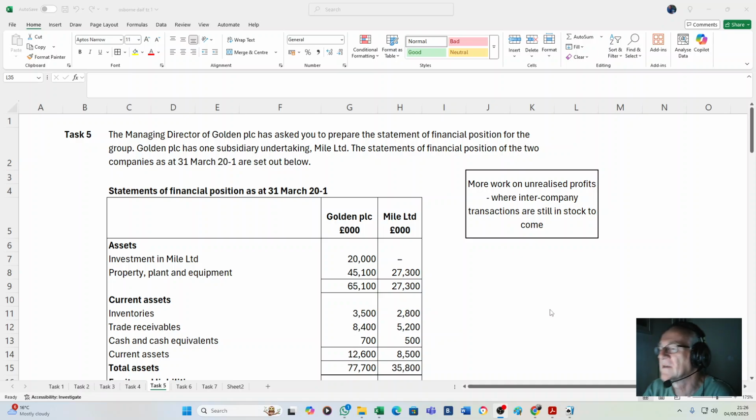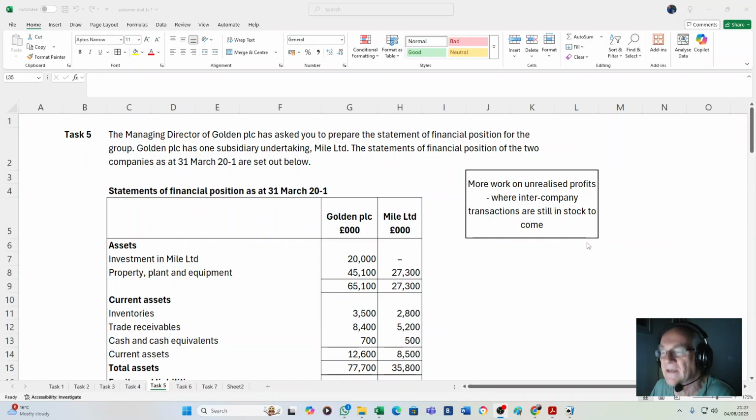We're going to have a look at the consolidated using the same practice paper, which has lots of adjustments and a couple of variations on the theme that I can show you. The only thing it hasn't got is the unrealised profits in it. So this is where an intercompany transaction is still in stock, and so I'll do some other work on that later. So we have the two financial positions.